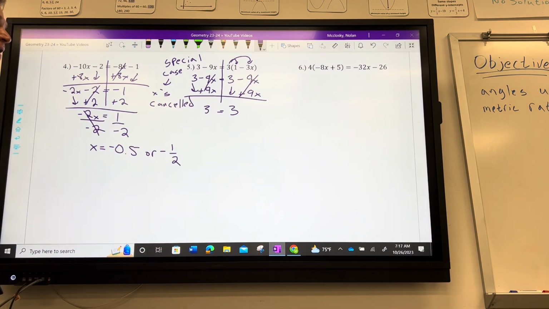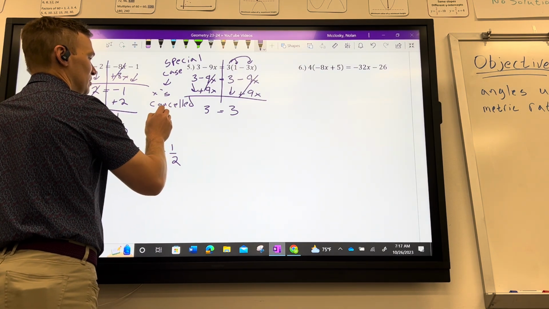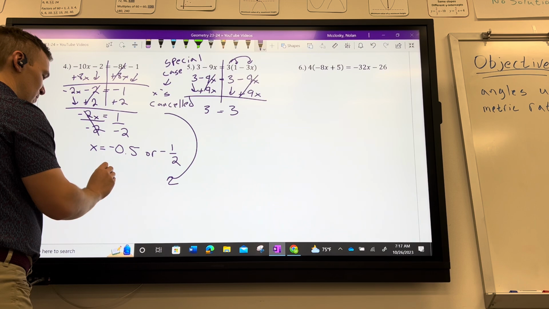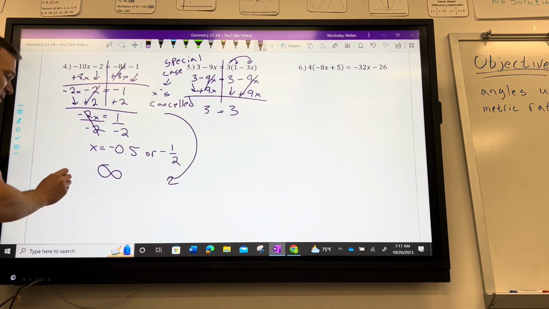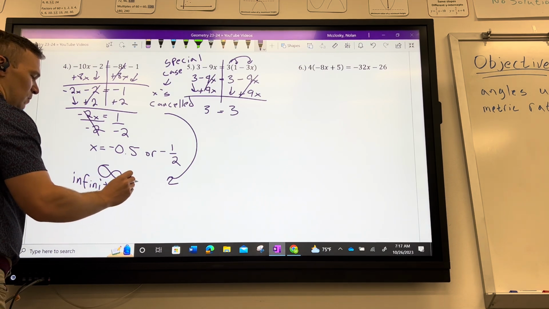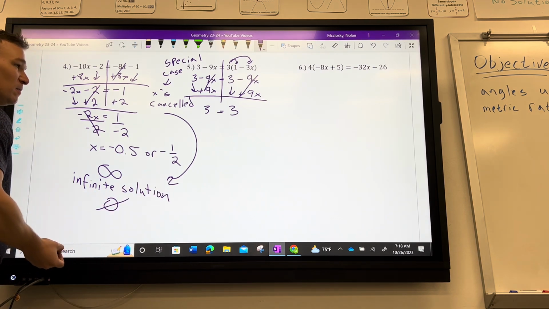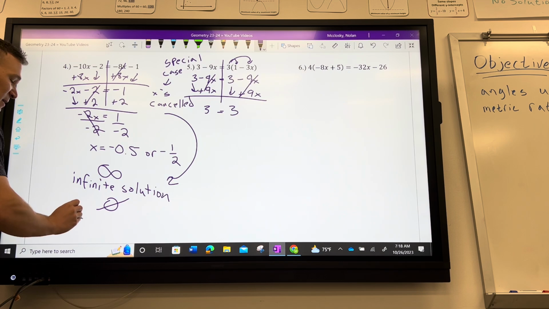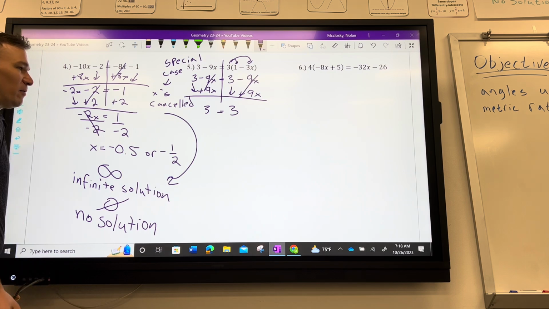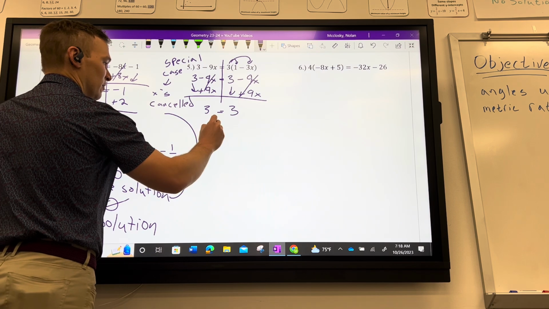Okay, this is a weird thing that happens sometimes. Whenever it's a special case and the x's cancel, that means your answer can either be infinite solution or no solution. Infinite, with the infinity sign, stands for infinite solution. Or it can be no solution with the no smoking sign. Okay, that means no solution. And the way you tell the difference is it's infinite solution when the numbers remaining are the same.